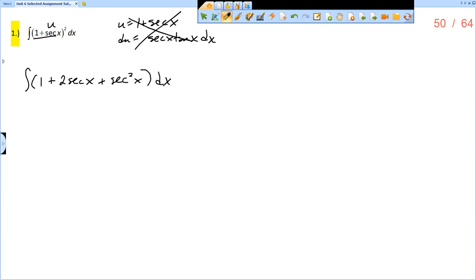All right, so now I have 3 separate integrals, and I want to integrate them separately, right? So the integral of 1, that's just x, plus the integral of 2 times secant. Well, that would be 2 times the integral of secant. And the rule, remember, this is just a memorization thing, is the natural log of the absolute value of secant x plus tangent x, plus the integral of secant squared of x, right?